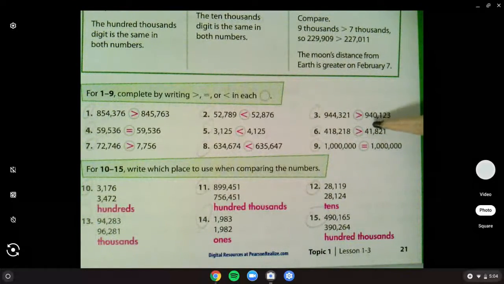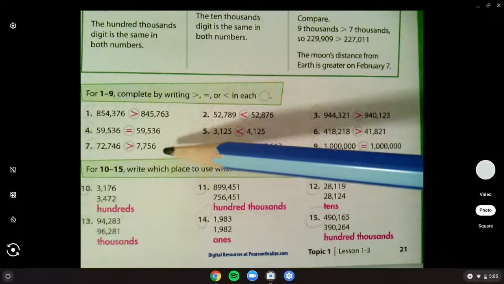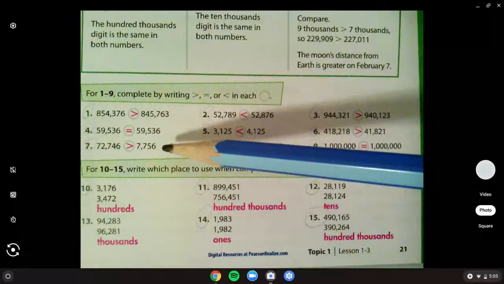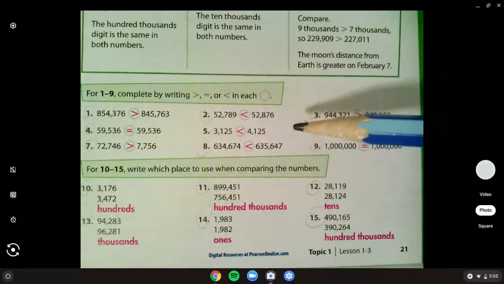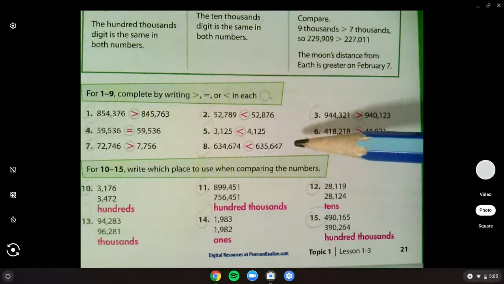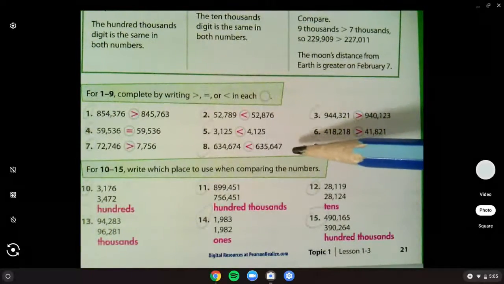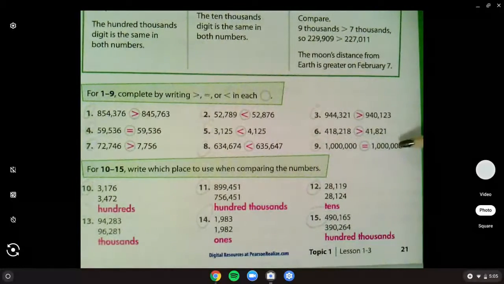Number 6, 418,218 is greater than 41,821. Number 7, 72,746 is greater than 7,756. Number 8, 634,674 is less than 635,647. Number 9, 1 million is equal to 1 million.